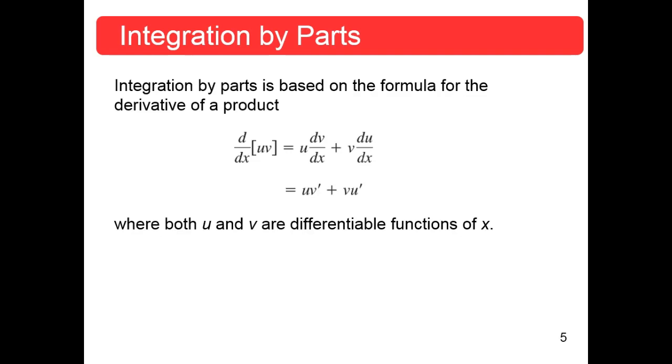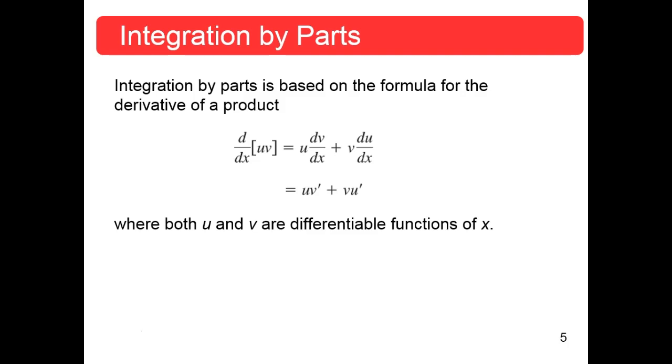Integration by parts is based on the formula for the derivative of a product. If you have d by dx of a product of two functions that are both integrable, u times v, you tell me what that is. Refresher from Cal 1. Derivative of a product. First times the derivative of the second, plus the second times derivative of the first. Exactly. You were reading this, weren't you? Okay. I wasn't. No, you aren't. Or you can write it uv prime plus vu prime.